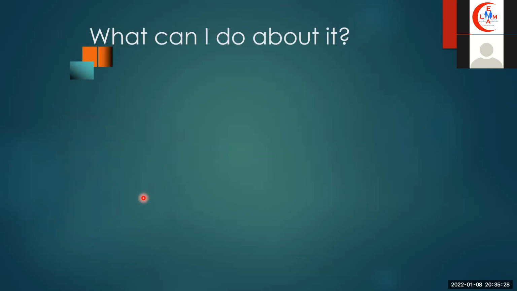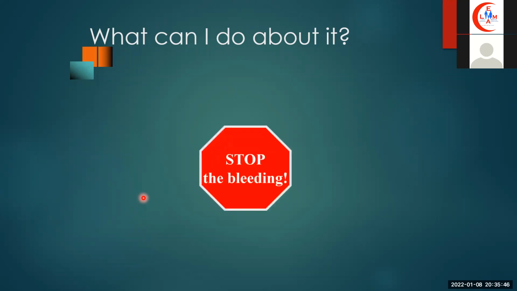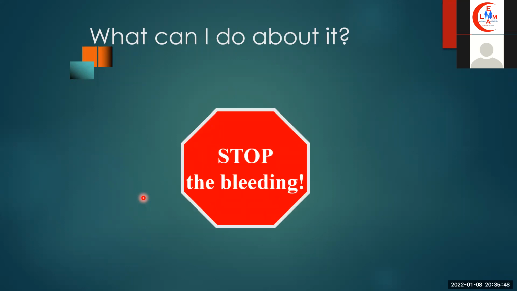So what can you do about it? If a patient had a trauma and is in a shock state, we should think about hypovolemic shock until proved otherwise. The first thing we should do is stop the bleeding. It's very important. First of all, you will try to resuscitate the patient, but if the patient keeps on bleeding, there is no use of resuscitating them. So you have to think about stopping the bleeding.